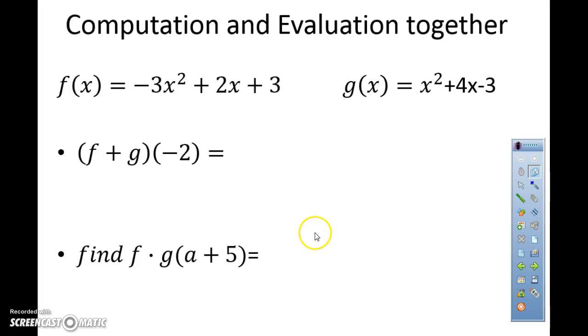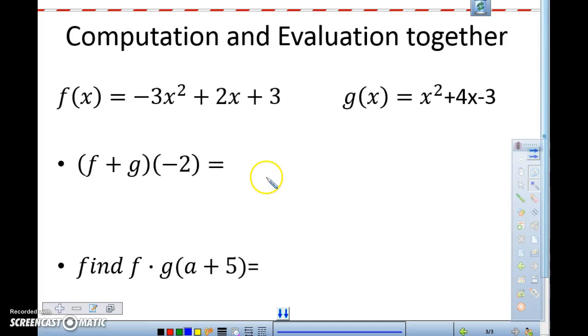And then that would be our answer. Right? They can also ask you to do computations and evaluation at the same time. There's 2 different ways that you can do this. The first way is you can take these 2 functions and add like terms and then substitute negative 2. Or you can put negative 2 everywhere you see an x, and then when you get your 2 answers, you can add them together. I'm going to do the second method. So I'm going to put negative 2 in here for all the x's that I see. Negative 2 squared is 4. So we get negative 12 plus negative 1, so we get negative 13.